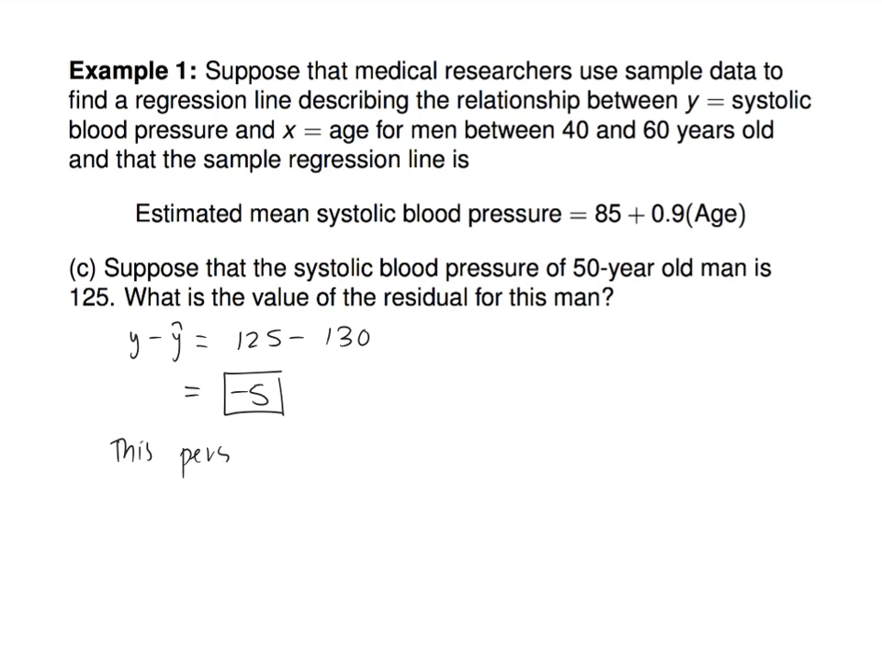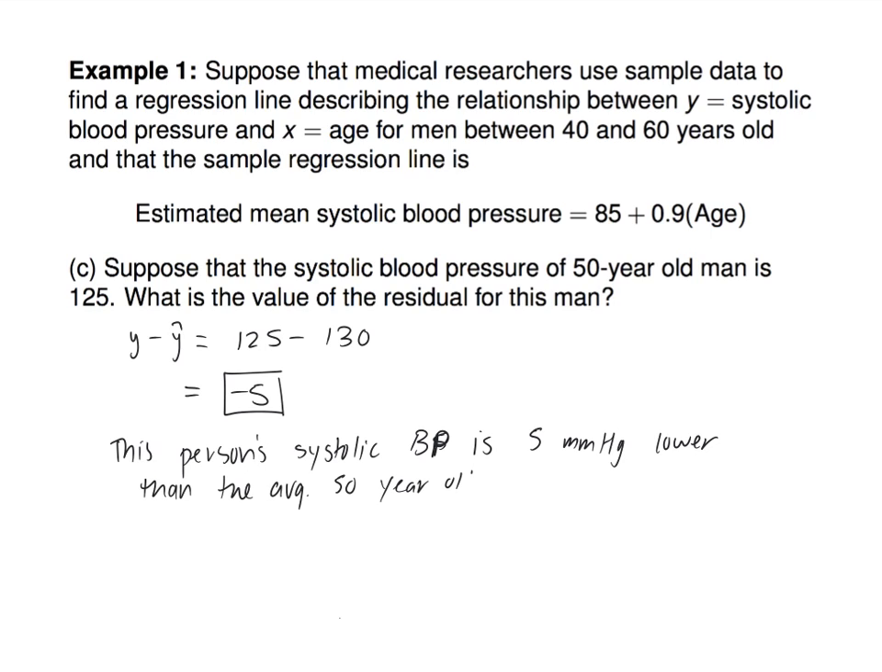So this person's systolic BP is 5 millimeters of mercury lower than the average 50-year-old. Oh, I guess that was the next question, wasn't it? Okay, but does the -5 make sense?